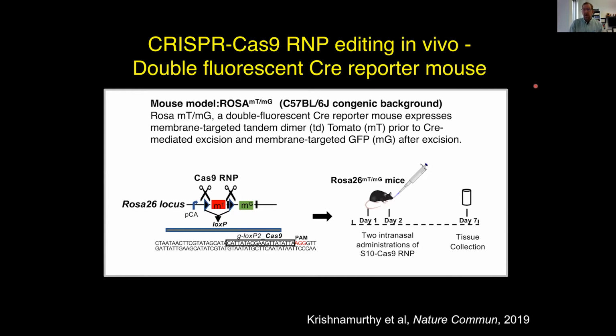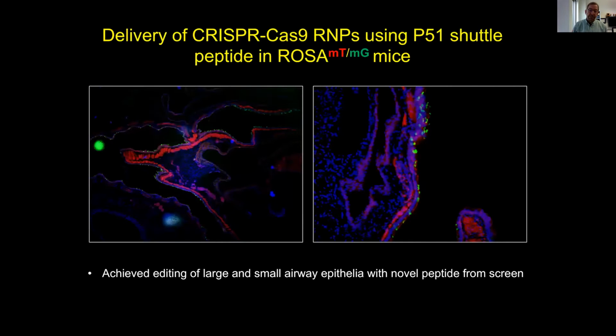So to further analyze this, we've taken a subset of the best peptides and looked at their performance in the same animal model. And this shows results with one peptide delivering Cas9 RNPs. And you can see in the large airways diffuse editing with the green cells, and shown here in higher magnification. So we achieved editing in large and small airway epithelia with a novel peptide, and our current goal is to further study the best performing peptides.